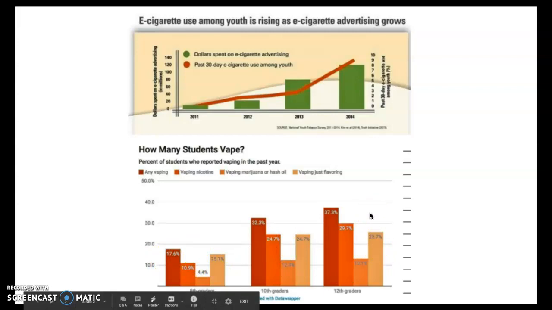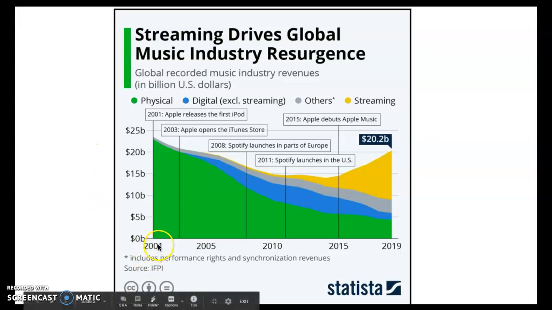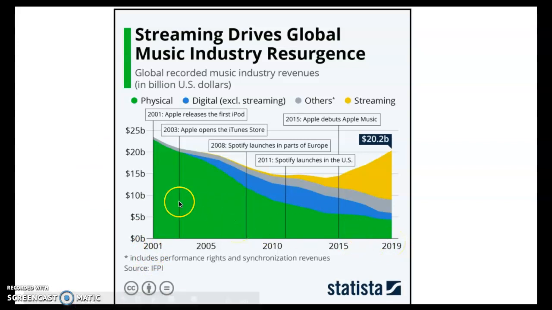Okay, let's look at another graph. Here's "Streaming drives the global music industry resurgence." So we're going to start in 2001 and we're going to go to 2018. There's a lot going on in this graph. This isn't your normal graph. This is kind of like a line graph, because it would just be a whole bunch of different lines, but they shaded it in to show the difference.